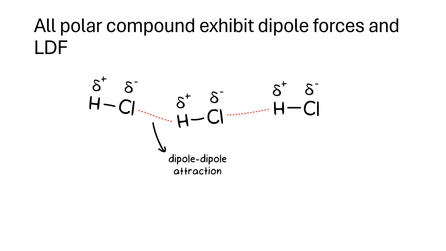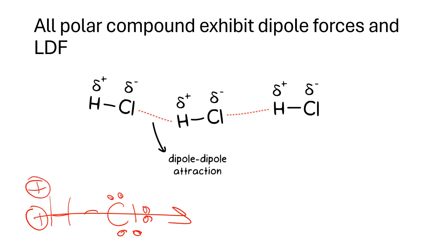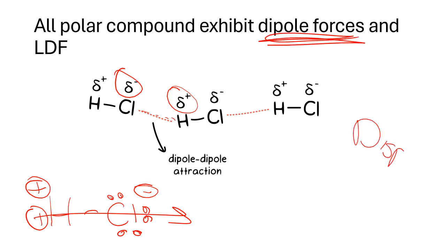And now here we have HCl. If you drew the Lewis structure of HCl, you draw it something like this, positive end, negative end. And we see the negative end of Cl is attracted to the positive end of H. And all polar compounds exhibit this dipole force. So remember, we started off with dispersion, and now we're on dipole. All polar compounds have this dispersion force, and they also have this dipole force that is exhibited here.